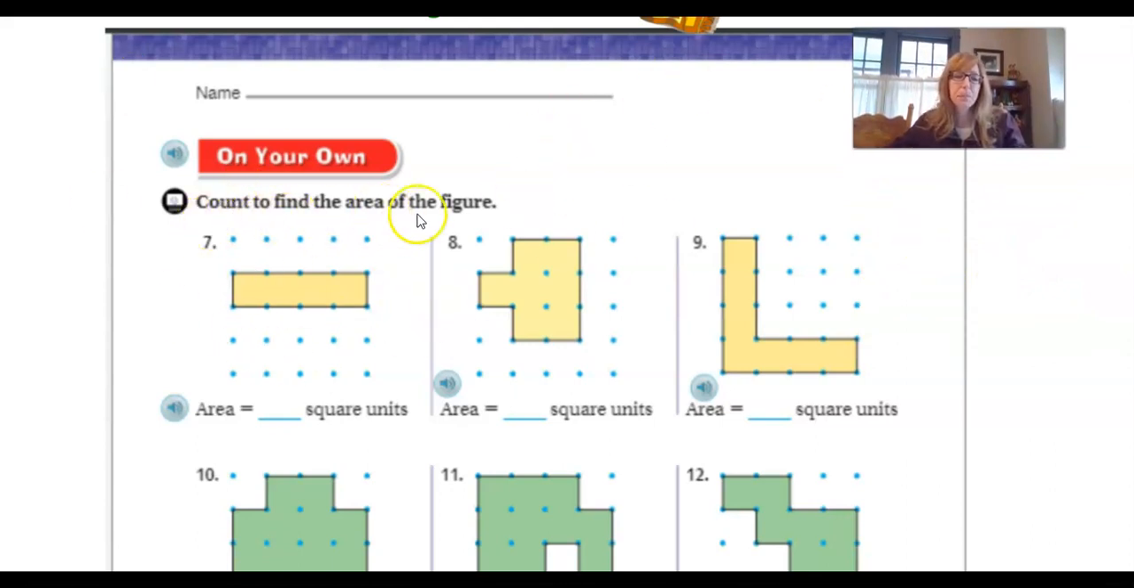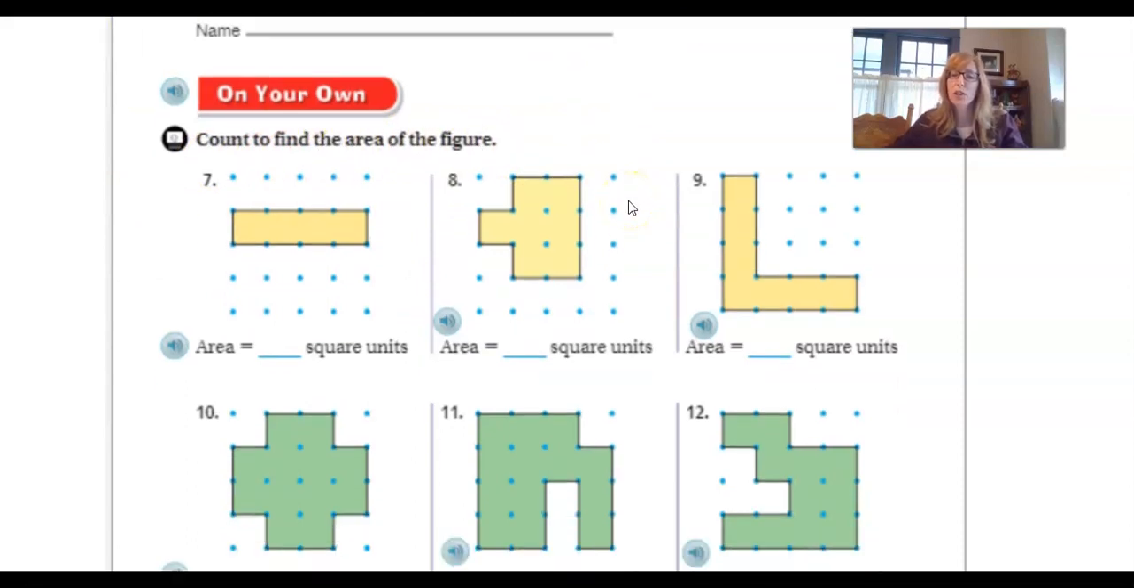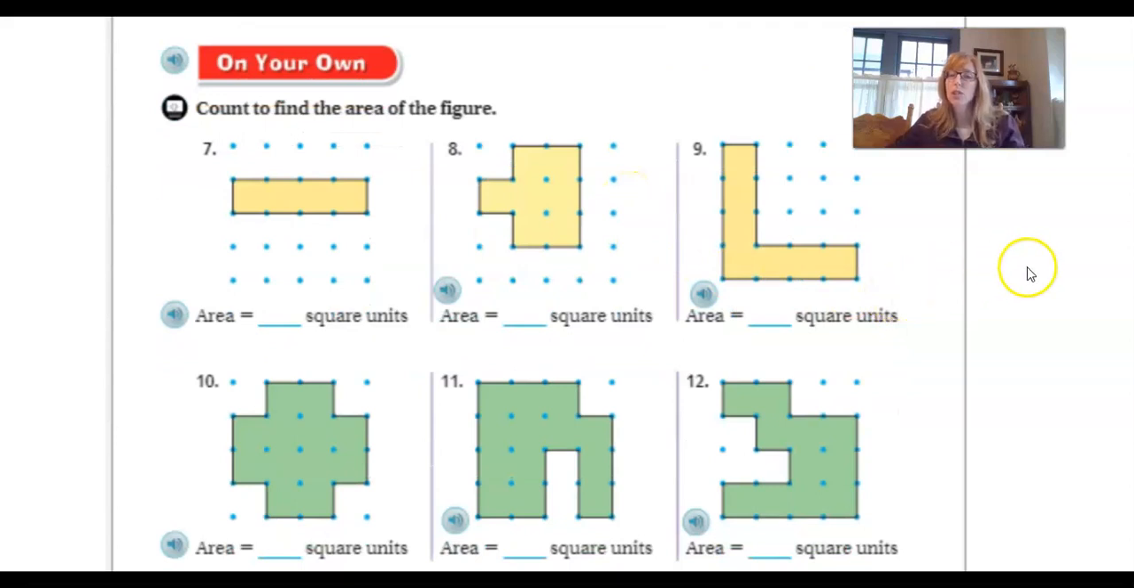It says count to find the area of the figure. This is on your own. All right, so you're going to take a moment. You're going to go into your book. You're going to draw all the lines that you need. And you are going to count up your area. Okay, I'm modeling for it right now, what you're going to do. And then you would come up with 4 square units.